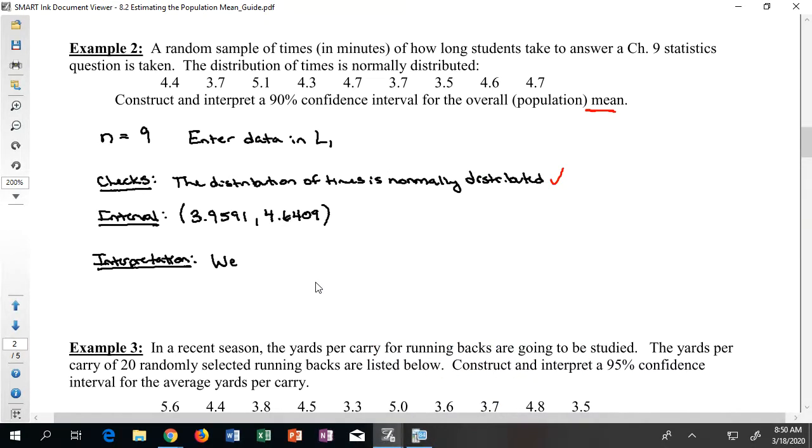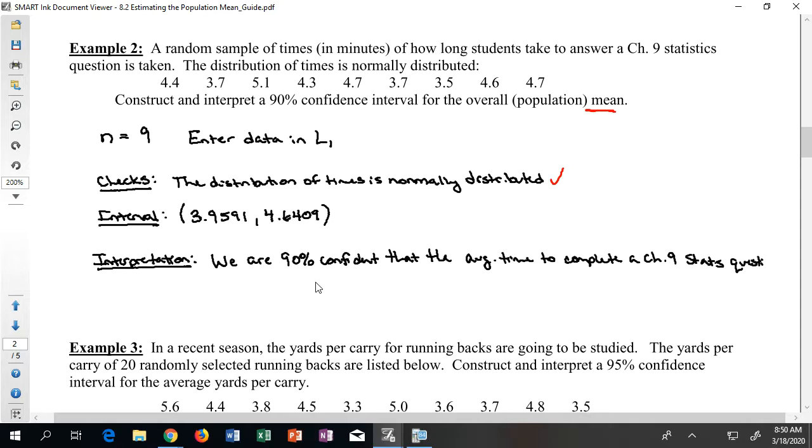Okay, so for my interpretation, I can say that we are 90% confident that the average time to complete a Chapter 9 stats question for all students is between 3.9591 and 4.6409 minutes. Very clearly here the units are minutes, and I'm always going to ask that you write down those units.